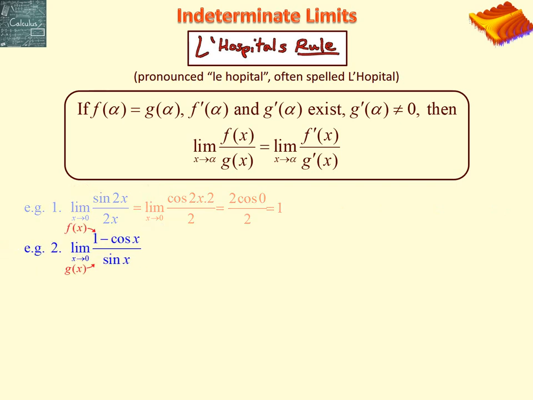Here's another 0 over 0. Limit as x tends to 0. Well, cos of 0 is 1. So it's 1 minus 1 over 0. So I'm going to differentiate again. Derivative of cos is minus sine. And the 1's going to go. So I'm going to have the limit as x tends to 0 of minus sine x over cos x. Now if I substitute the zeros, I'll have 0 over 1, which is 0.